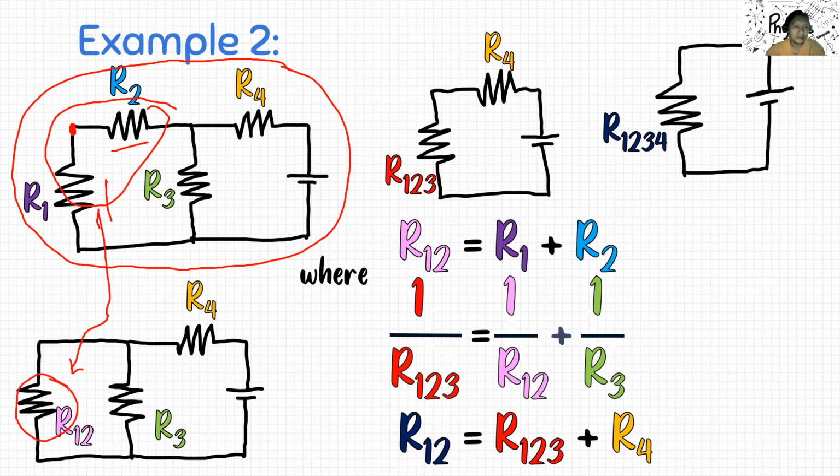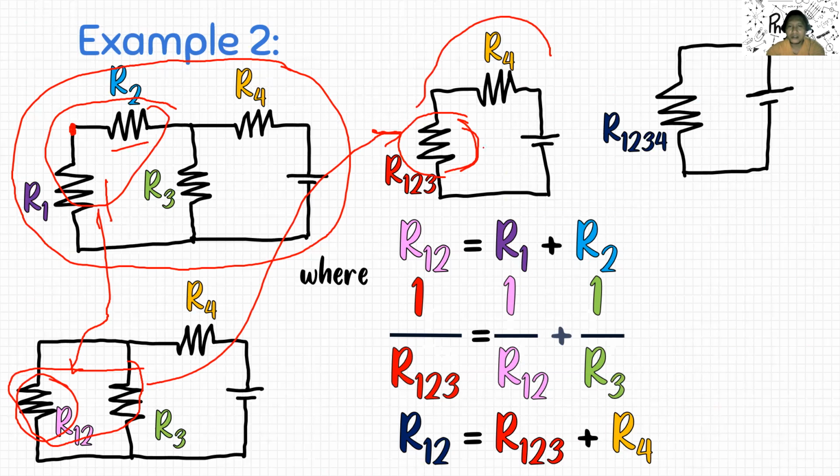So when you combine, you can see that these two are in parallel. So you combine these, and it becomes this. Then you can see that their combination is now in series with R4. So you combine the two and you arrive at your final combined resistance.